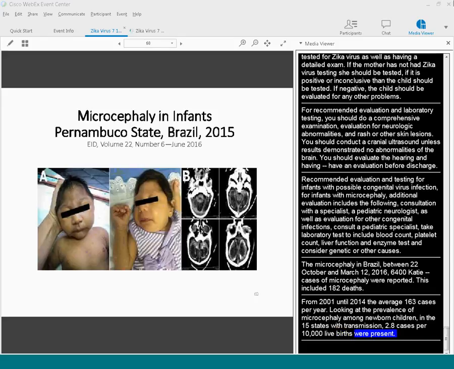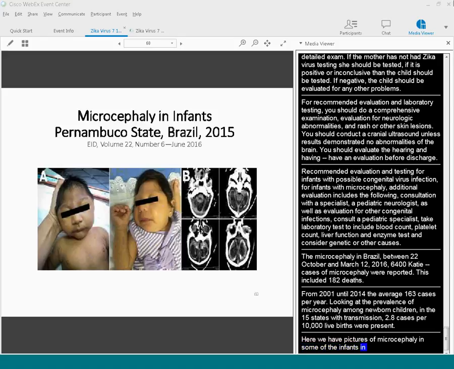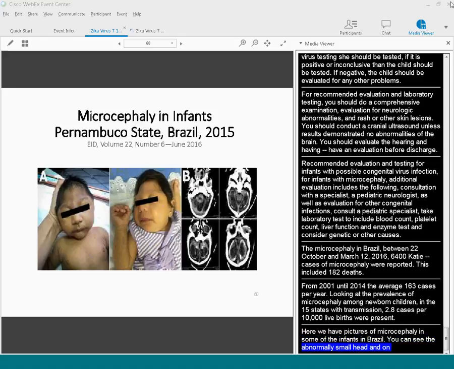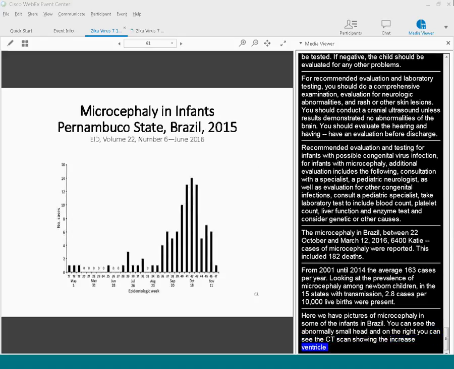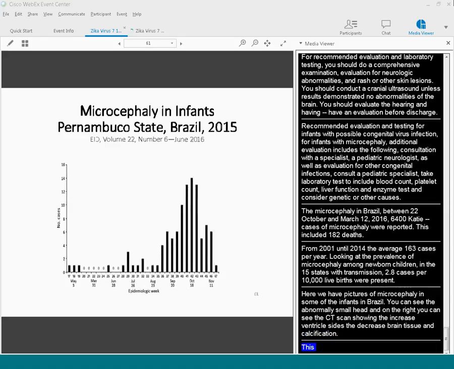In emerging infectious diseases, here we have pictures of microcephaly of some of these infants in Brazil. You can see the abnormally small head, and then on the right you'll see the CT scans showing the increased ventricle size, the decreased brain tissue, and calcifications. This chart shows in October of 2015 the spike in cases that they had, showing that this was truly an increased number and not just an anomaly.